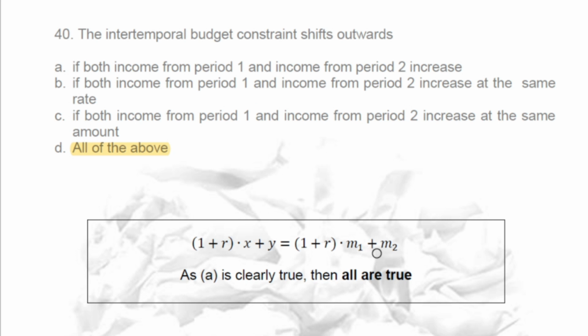Okay. If M1 and M2 are higher than before, it doesn't matter how much, but if both are higher, the budget constraint, the intertemporal budget constraint, will shift upwards. Even if one of them is higher than before and the other one is the same, it would shift outwards. Think at home what happens if one becomes bigger and the other one becomes smaller, please. Okay.